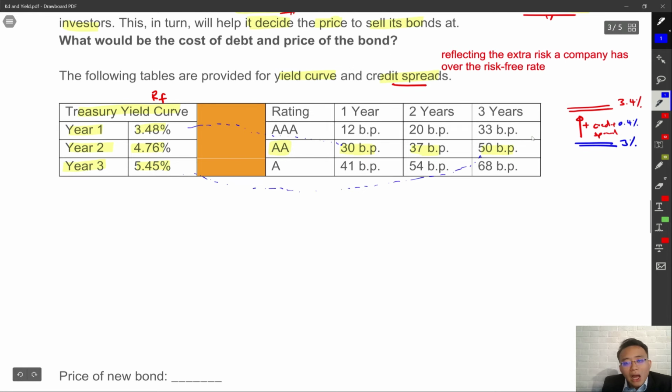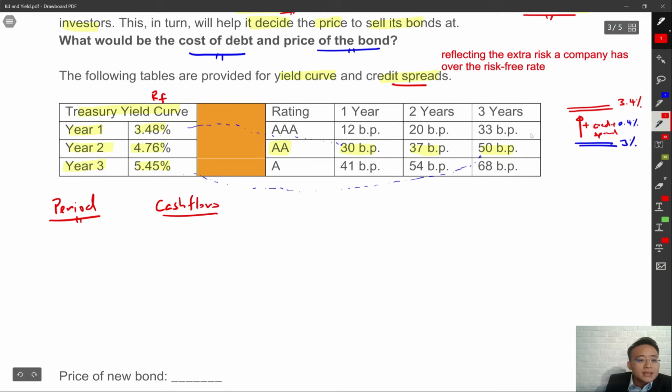So, how do we use this? They ask, what would be the cost of debt and what would be the price of the bond? Follow along. It may seem a bit confusing, but I'll explain it once more after the workings are done. So, to value the bond, I will put my periods and my cash flows. We do not have the price, so we do not need to put period 0. We are valuing the bond, so we can start off with period 1.